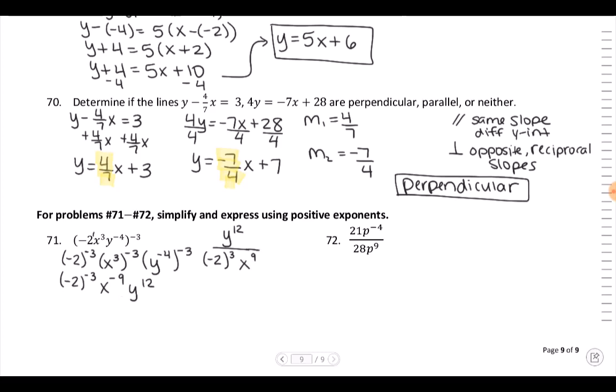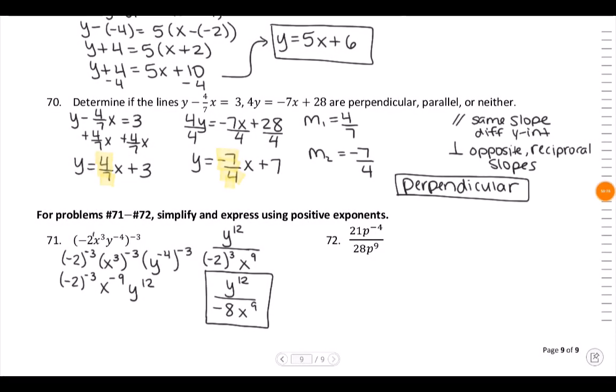Okay. Now the last thing is just to actually evaluate what is negative 2 to the 3rd power. That means negative 2 times negative 2 times negative 2, which would be negative 8 x to the 9th. Okay. You can leave it that way, or you can put the negative on the top, or you can move the negative to the front, in the middle. It's really your call. All right, last one, guys.